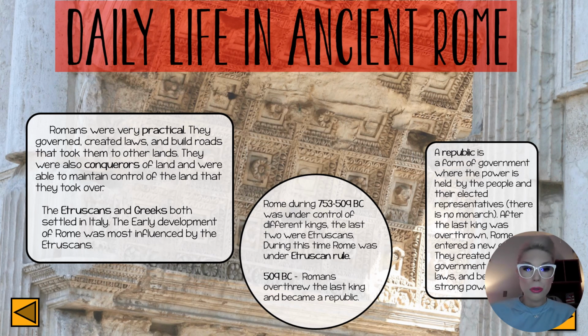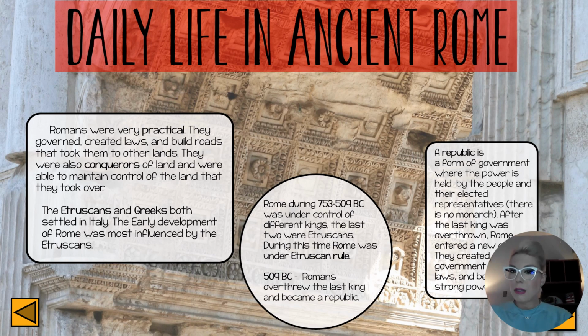The Etruscans and Greeks both settled in Italy. The early development of Rome was most influenced by the first. Rome, between 753 and 509 BC, and again, BC is in the negatives on the timeline, was under control of different kings. The last 2 were Etruscans. During this time, Rome was under their rule. In 509 BC, Romans overthrew the last king and became a republic.